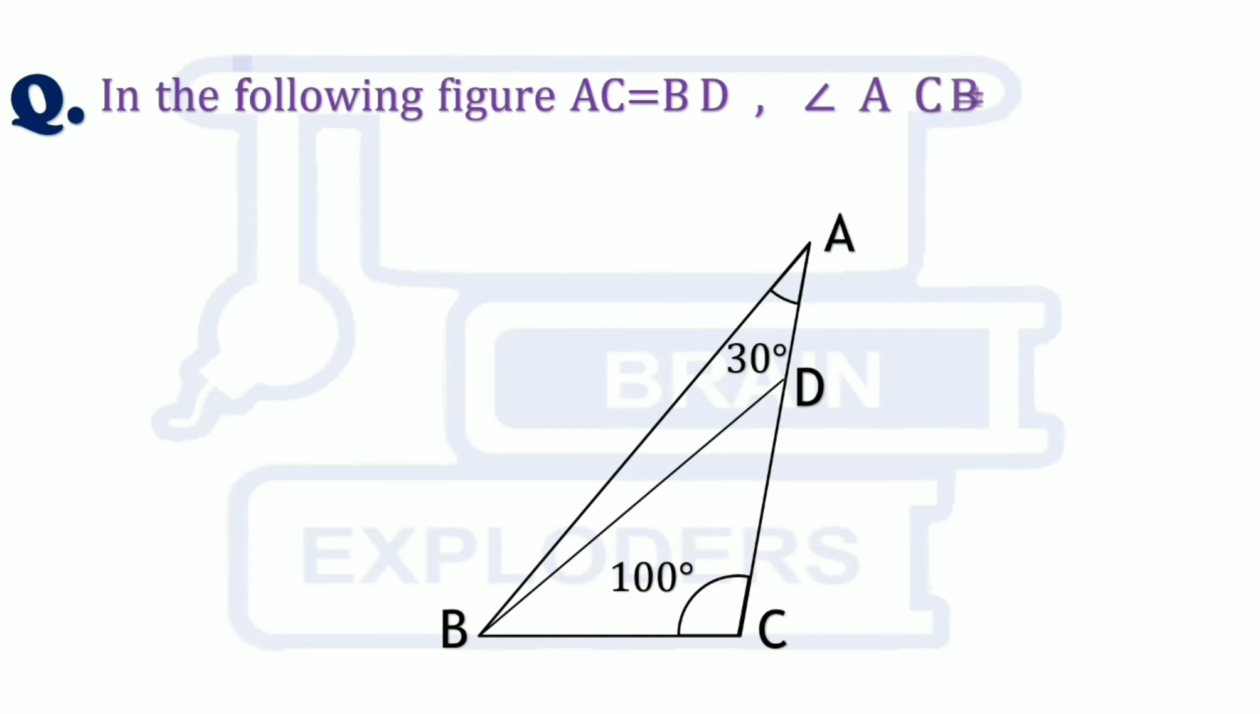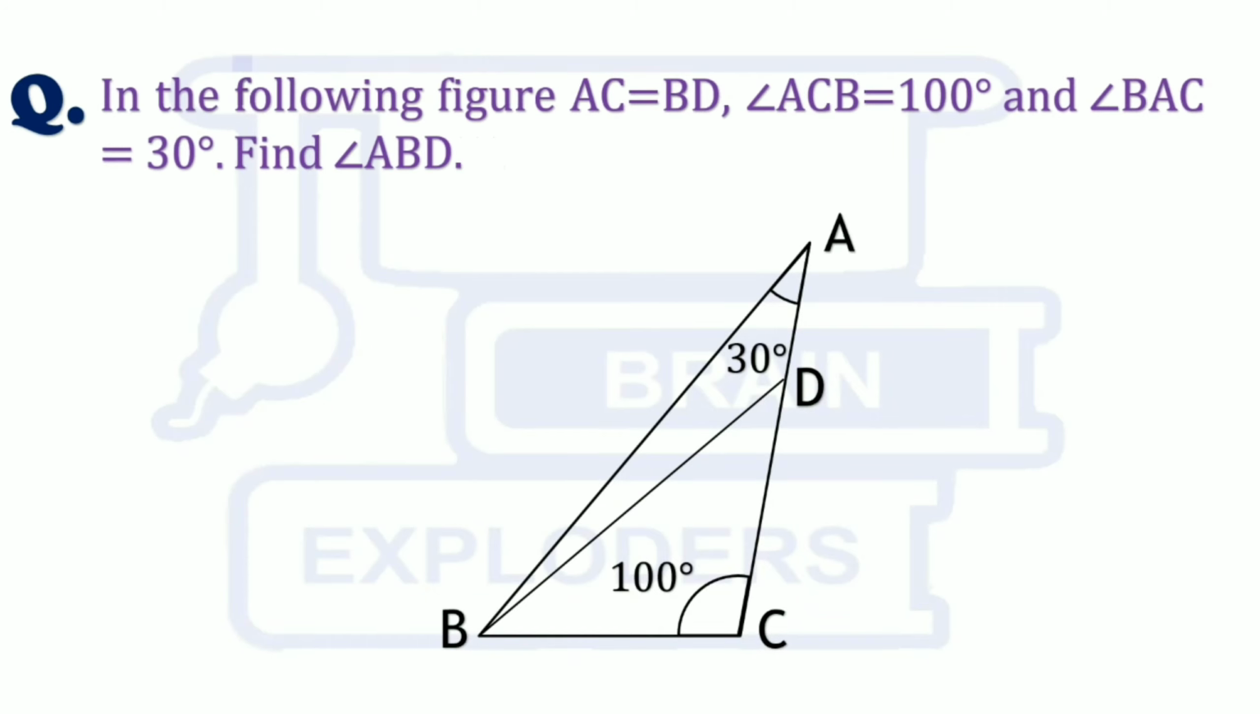In the following figure, AC is equal to BD, angle ACB is equal to 100 degrees and angle BAC is equal to 30 degrees. Find angle ABD.